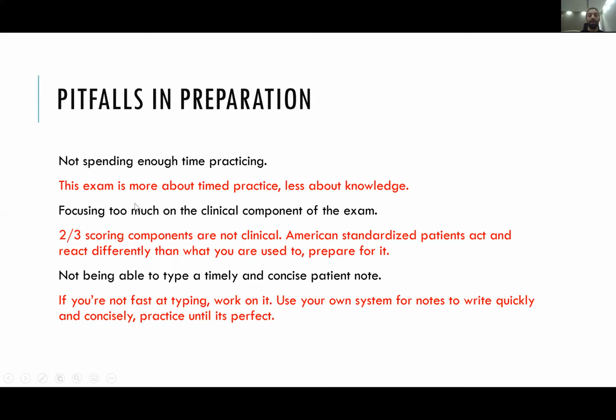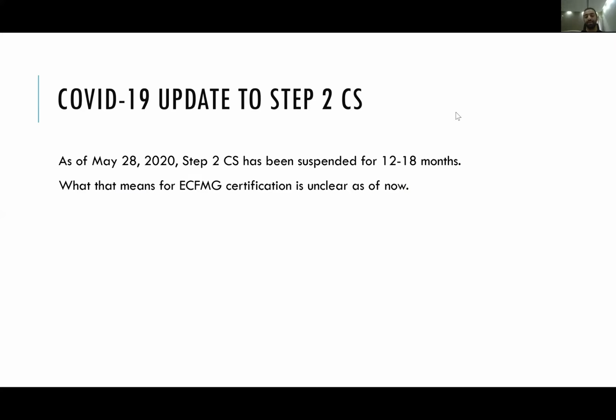COVID-19 kind of hit the US really hard, and they had an update to their Step 2 CS exam. As of late May, which is about 1 or 2 weeks ago, Step 2 CS has been suspended for 12 to 18 months. What that means for those who plan to apply to residency this year who haven't taken CS is unclear as of yet, but they're looking for a solution, especially for ECFMG certification.